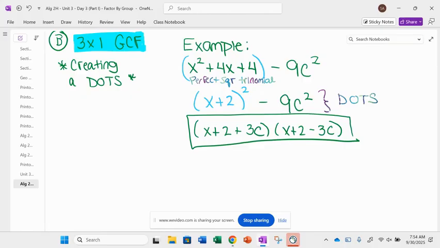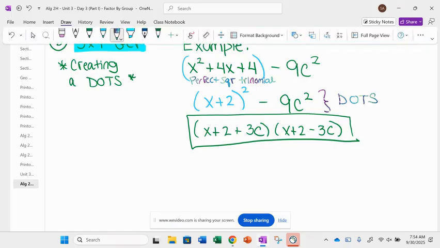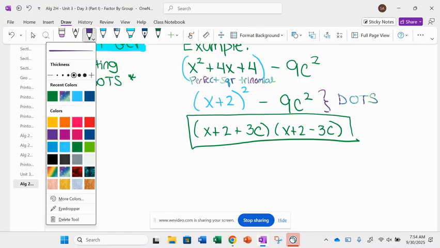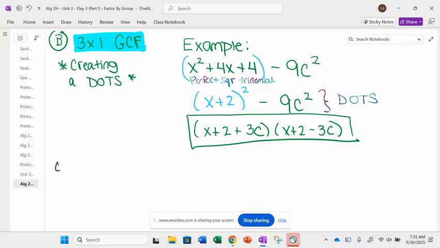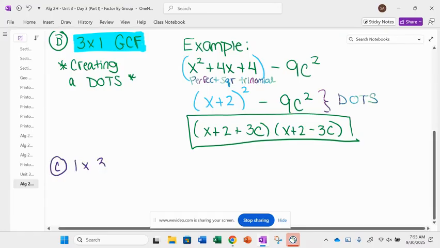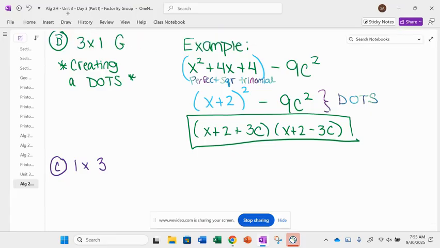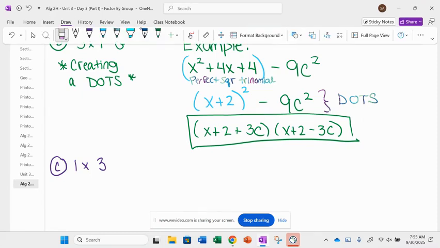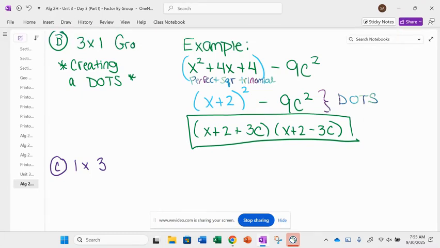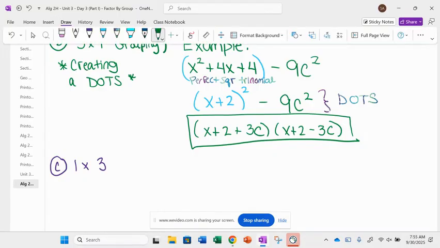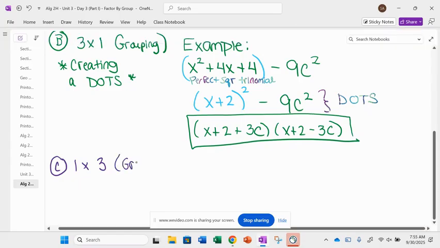Okay, so we did a 2 by 2 grouping, we did a 3 by 1 grouping. The last one, going for 4 terms, is going to be a 1 by 3. Oh, I wrote 1 by 3 GCF up here. It's not GCF, it's 3 by 1 grouping. Sorry. So it's a 3 by 1 grouping, and this 1 by 3 is also a grouping.